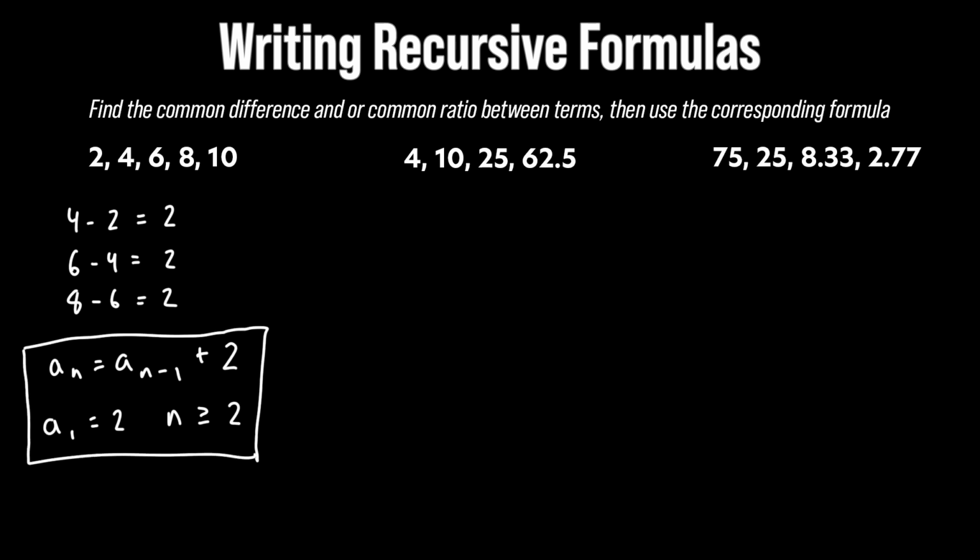Now there's also something called an explicit formula, in which it generalizes it to one straightforward equation. So in this case, it would be a of n is equal to 2n, because this is the common difference, and then we add on the starting value.